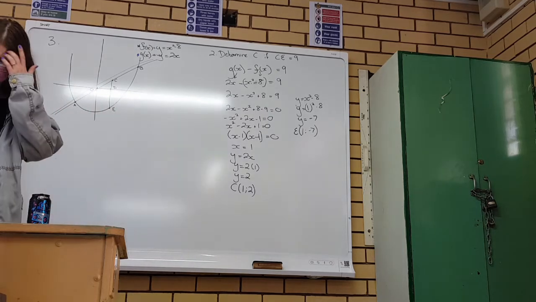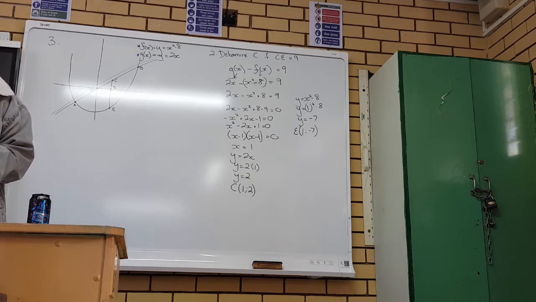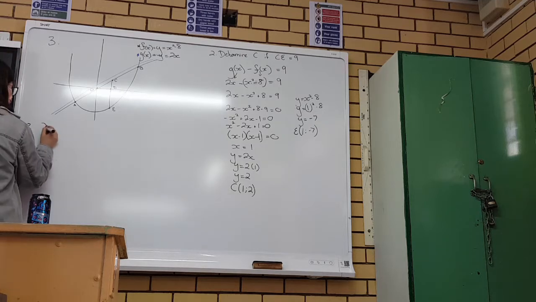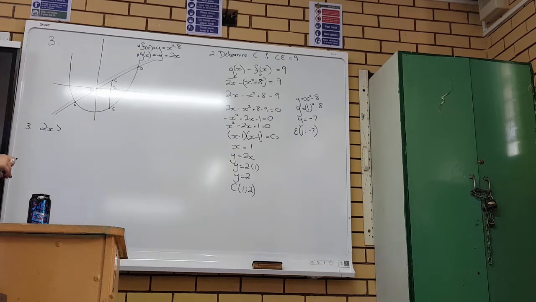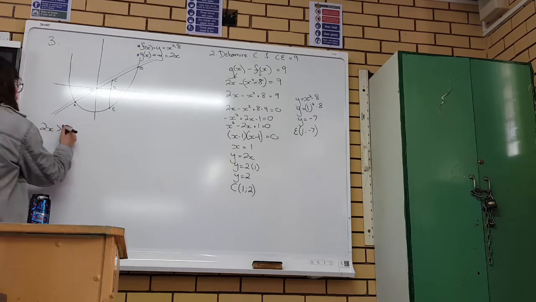Alright, so now we're going to do C. It says to us, read from the graph the solution to the inequality. So my first inequality is 2x is greater than x squared minus 8.